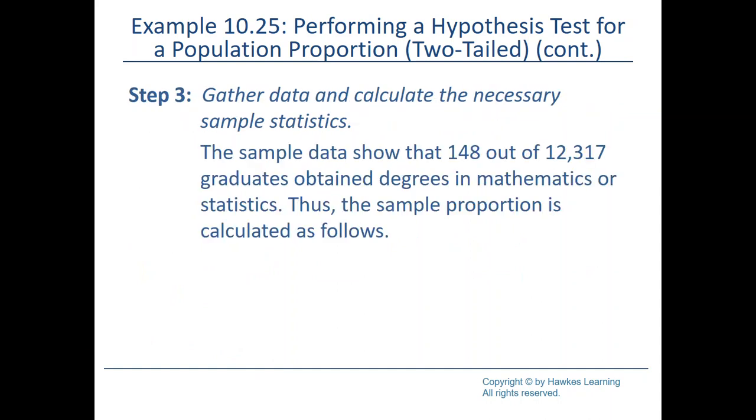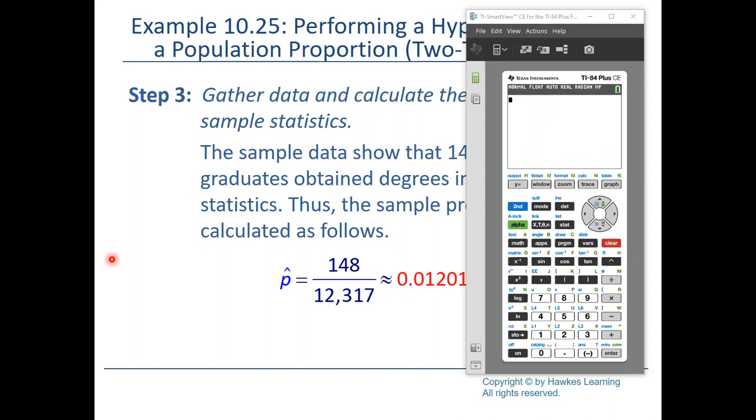Okay. Now, with all of that, you're going to gather your data. And again, we do know that this was a sample proportion, and our data showed that 148 out of that 12,317 graduates obtained a degree in math or statistics. Now, at this point I do want to point out that you have the option to do this by hand, or we can run it through the calculator. I want to show you guys the calculator method.